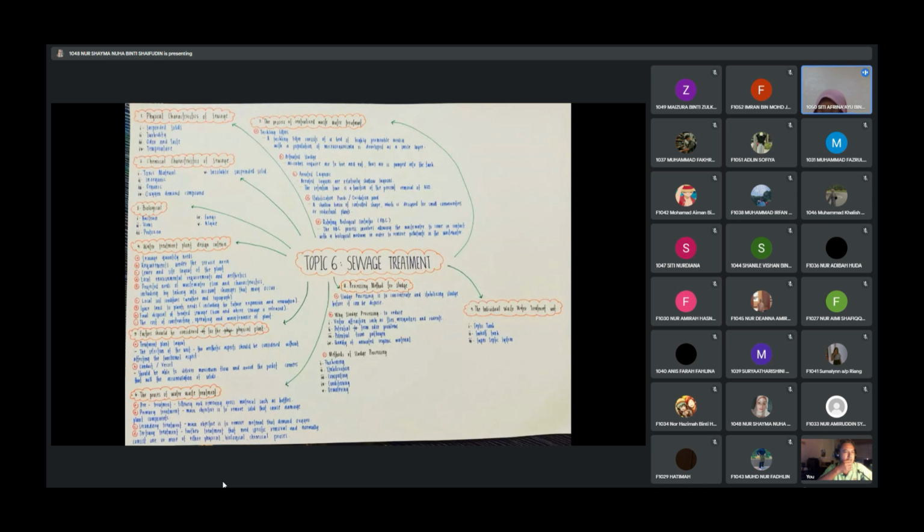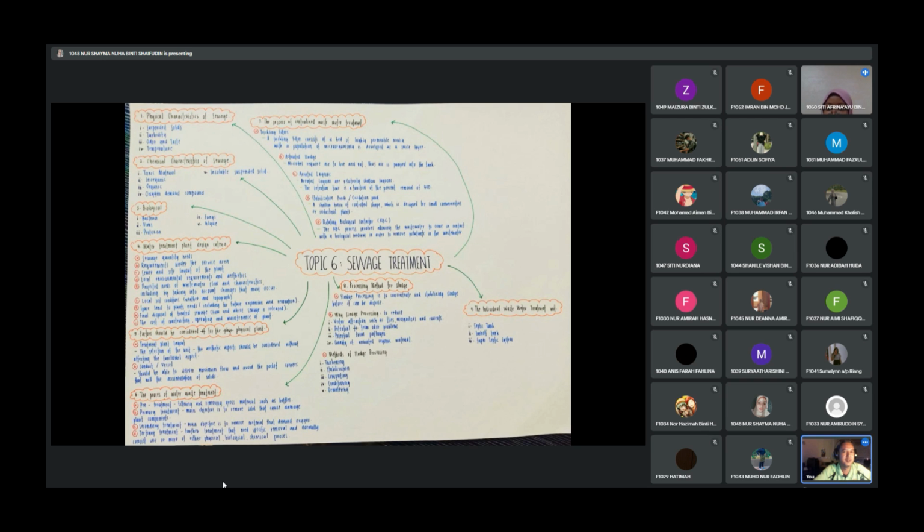Dalam ni kita boleh tahu slush. Dalam ni kita boleh tahu apa tu slush process. Lepas tu why slush processing dengan method to slush processing. Dan yang terakhir kita ada the individual wastewater treatment unit iaitu septic tank, improve tank dengan super septic system.